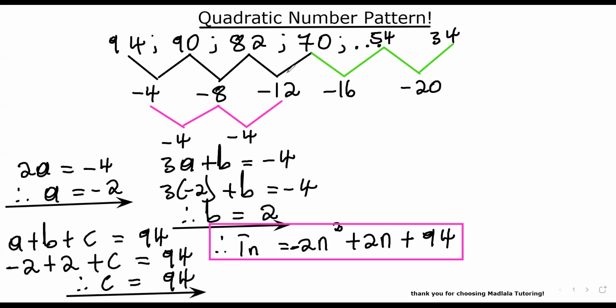So now to verify our term number 5 and term number 6, we are simply going to substitute a 5 there. And we get 54, which means it's correct. And for term number 6, we get 34. So it means these two are actually correct.